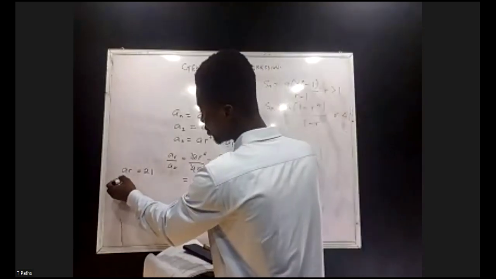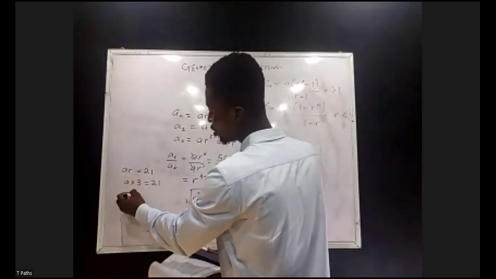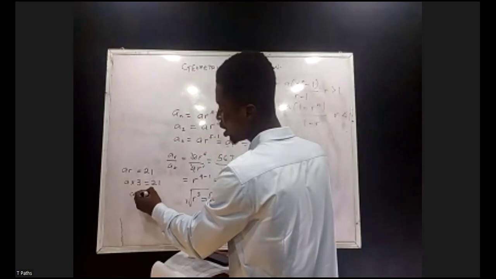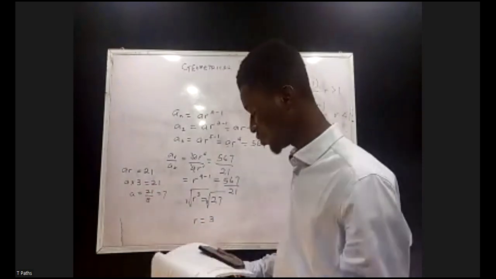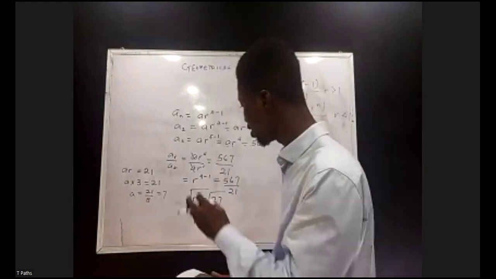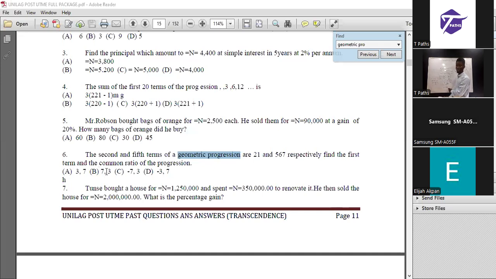So now we are given R. We have A multiplied by 3 equals 21. So your A is simply 21 divided by 3, which was 7. Which is option B. We have our first term to be 7, and our common ratio to be 3. So that's it for the first question.